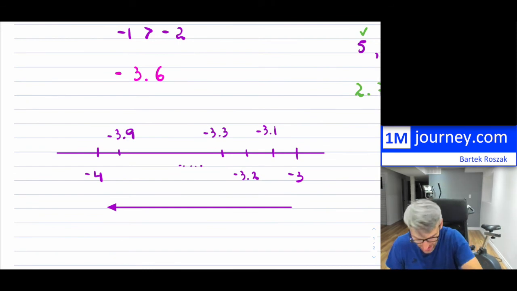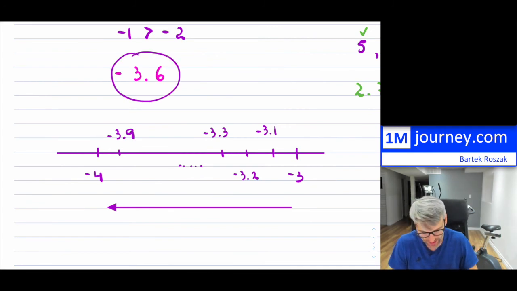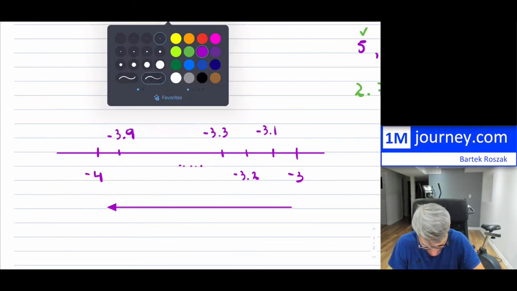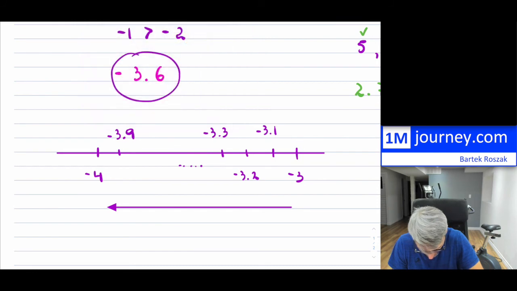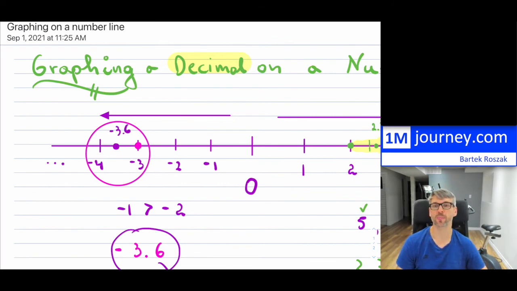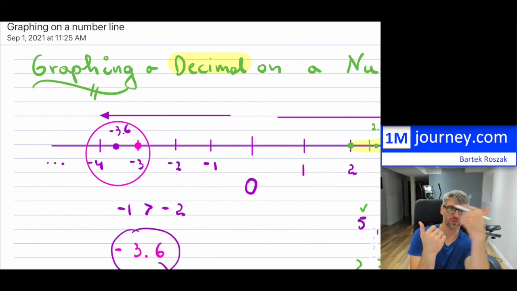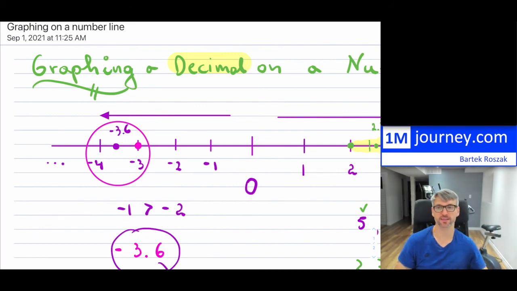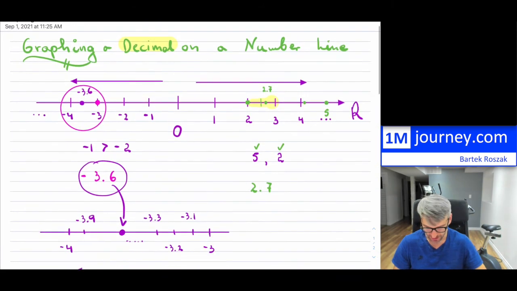So if I wanted to get -3.6 in there, it would have been somewhere along here. That's where I would plot it. Don't forget that negatives go in this direction, and the positives go in this direction. All right, so that's pretty much it in terms of graphing.